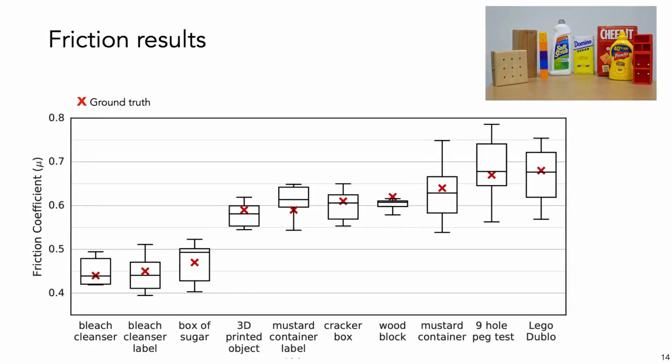We validate this approach on 10 different surfaces from 8 objects. We run the experiment 10 times per surface. We compute ground truth by using the slope test and show them in the plot as red crosses. We see that our median estimates are very close to the ground truth estimates across all objects.